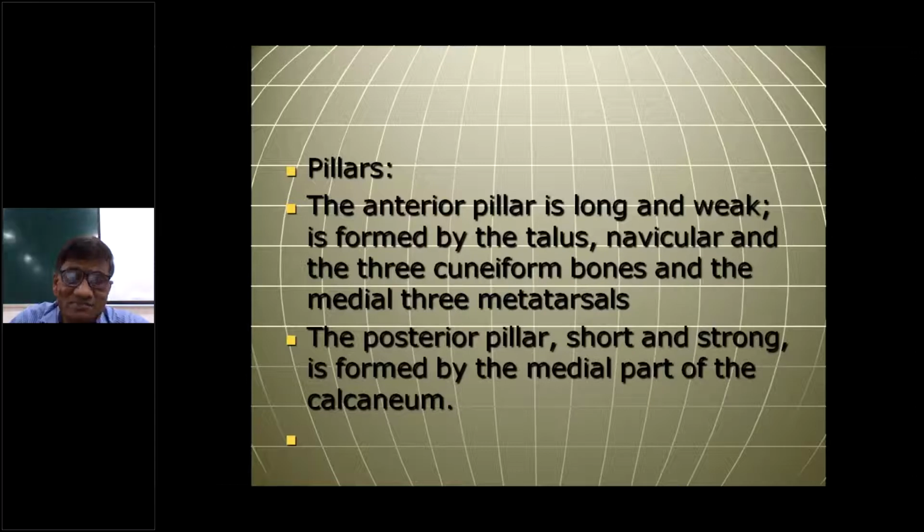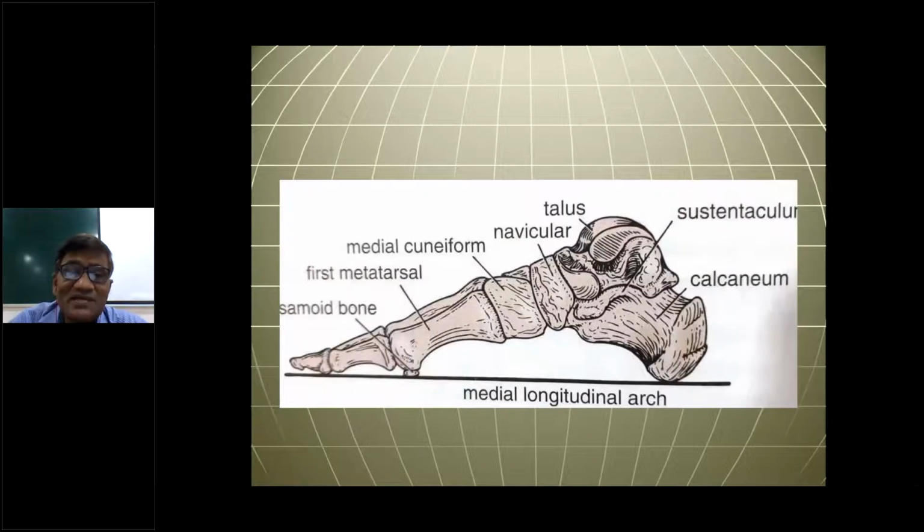And the posterior pillar, short but strong, is formed by the medial part of the calcaneum. So only the medial part of the calcaneum; the lateral part matters to the lateral arch. So this is the posterior pillar. This is all anterior pillar, long but weak.